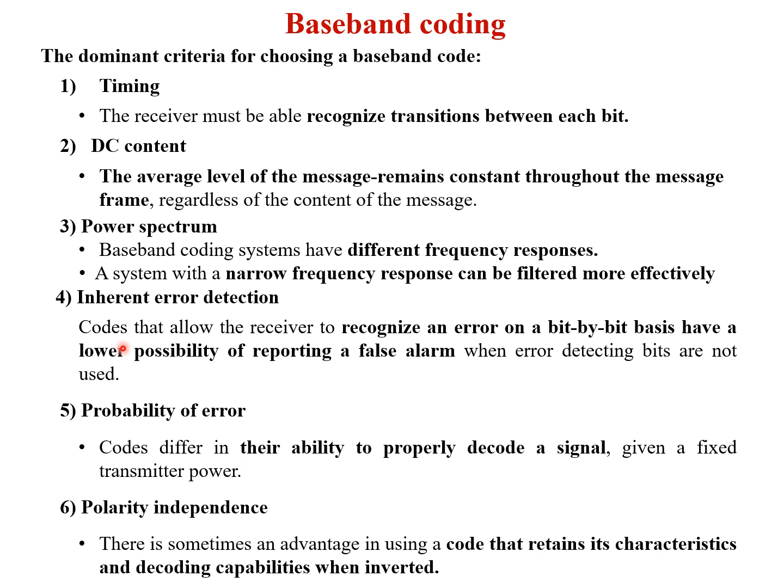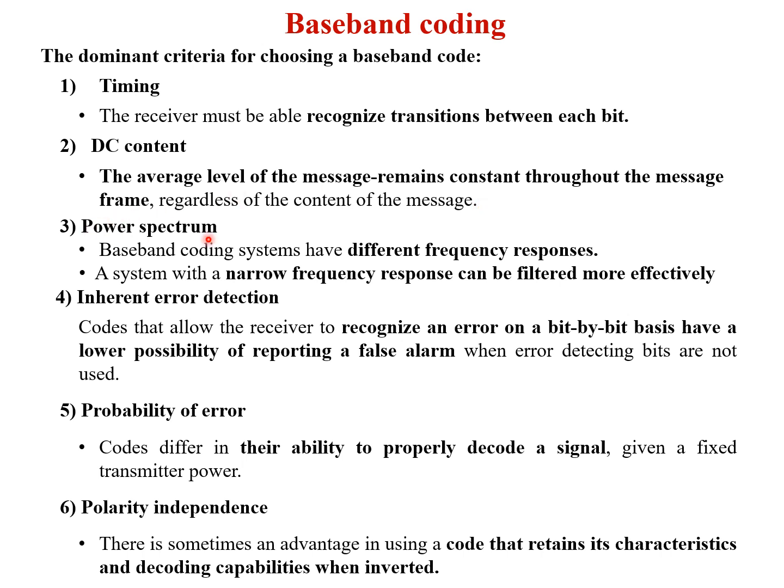One is timing. The receiver must be able to recognize the transition between each bit. So the bit transition must be independent of message content; that is, it must be identifiable even for long strings of ones and zeros. The next one is DC content, which is the average level of the message, which remains constant throughout the message frame irrespective of the content of the message.